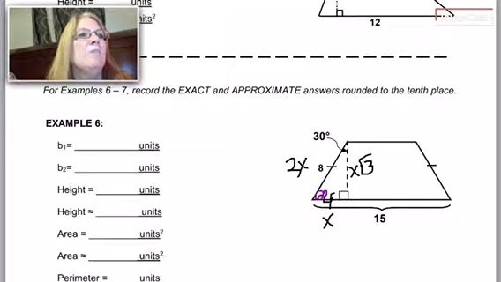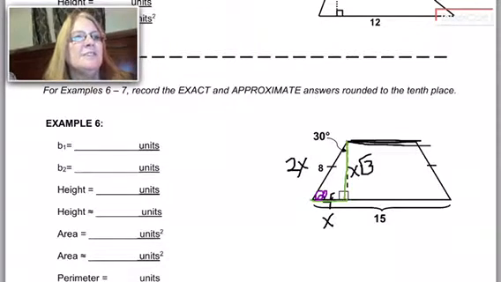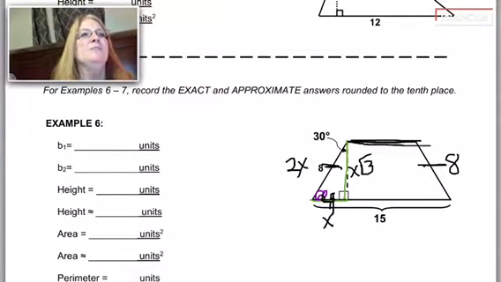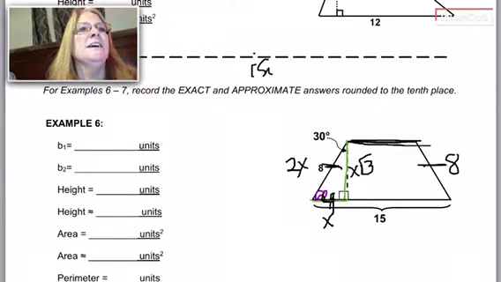Okay. So we have one base is 15. We're missing this base right here. But since we know that this part is 4, here's something else that they gave us here. They showed us that these sides are the same. So if that's 8 and that's 8, hopefully you remember that that is called an isosceles trapezoid.